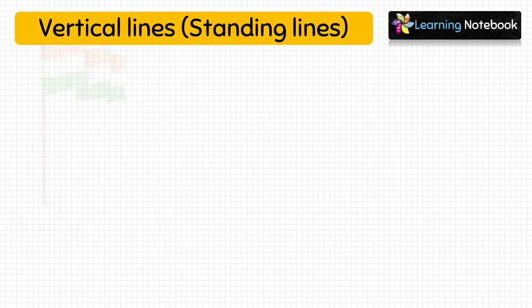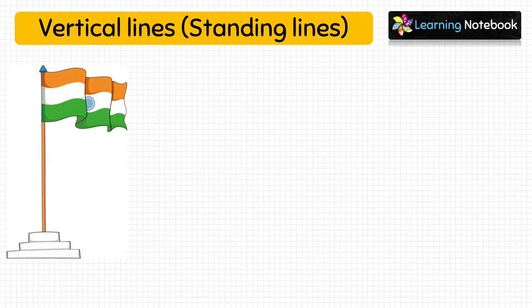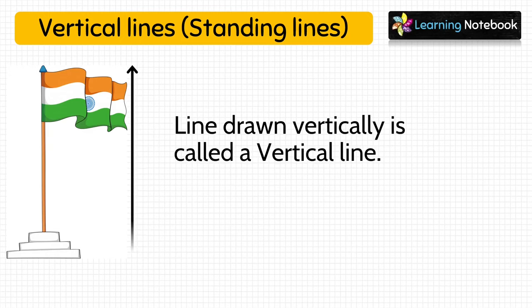Now let's understand second type of line, which is vertical line, or we call it as standing line. Look at this flag mast. It is standing on the ground, or we can say it is standing vertically on the ground. Similarly, a line which is drawn vertically is called a vertical line. Like here, CD is drawn vertically, so it is a vertical line. So students, do remember, anything which is lying flat is said to be in a horizontal position, while anything standing straight upright is said to be in a vertical position.